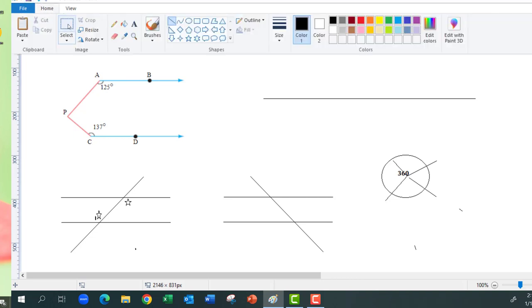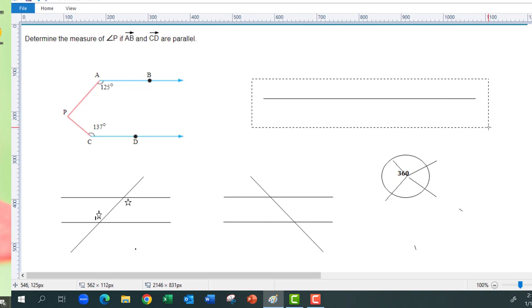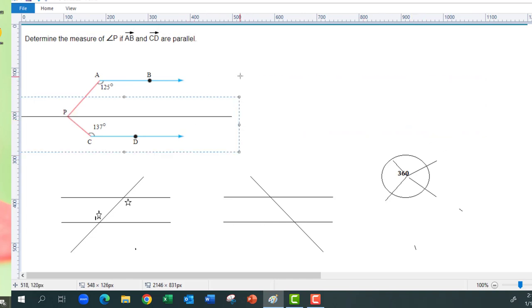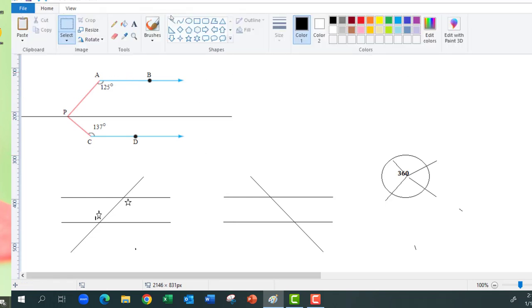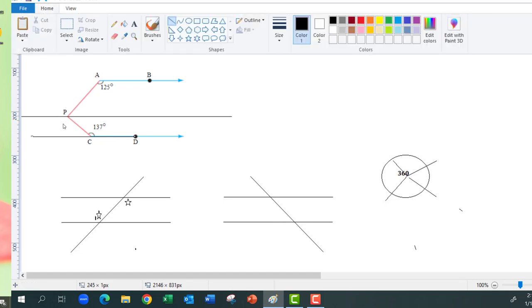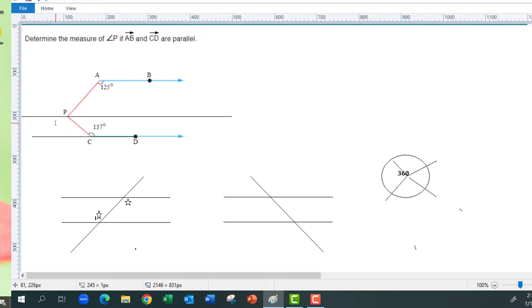So what I'm going to do is draw a line through P that is parallel to AB and CD. And then I'm going to extend this line, and actually that's a ray, right? But let's extend it in this direction. And now look what I have. I have alternate interior angles. So now I know that this angle inside these two parallel lines is 137 degrees. So I'll mark that with 137.